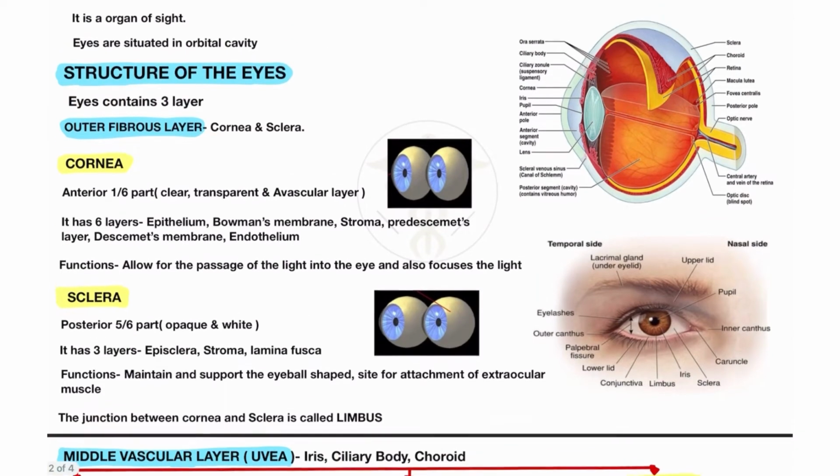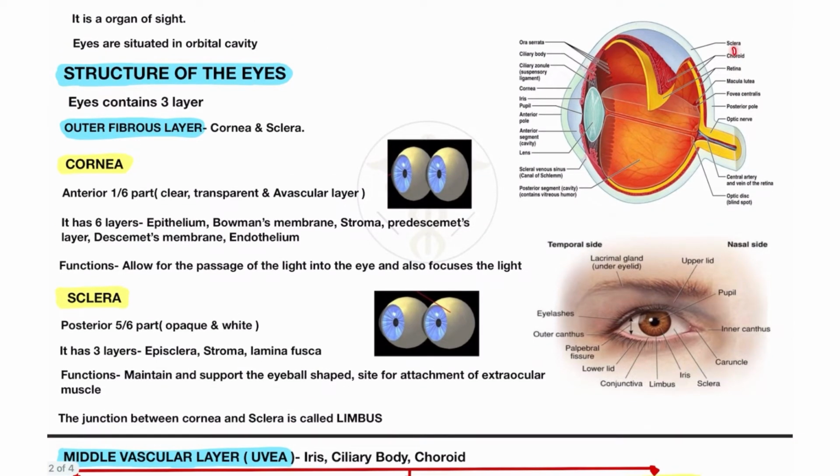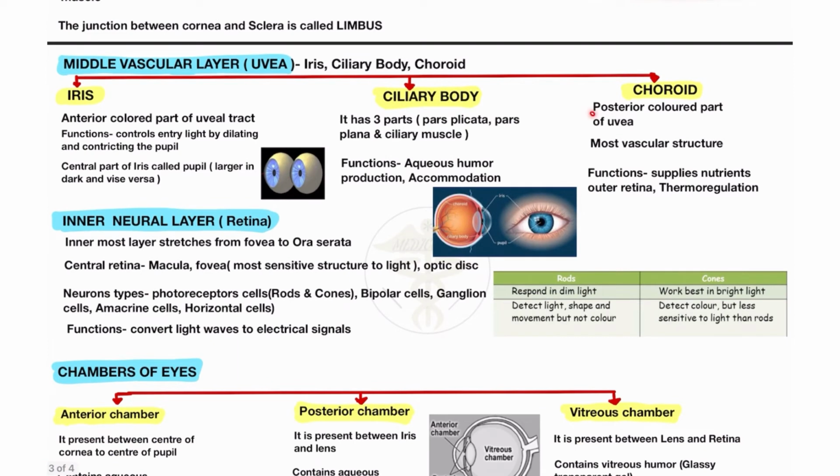It is not visible in the diagram. When you open the eye structure, or when you see the eye model and open this model from outside, then inside you will see the choroid layer. It is visible from inside, so it's the posterior colored part. This is the posterior colored part of the uvea and it is the most vascular layer.